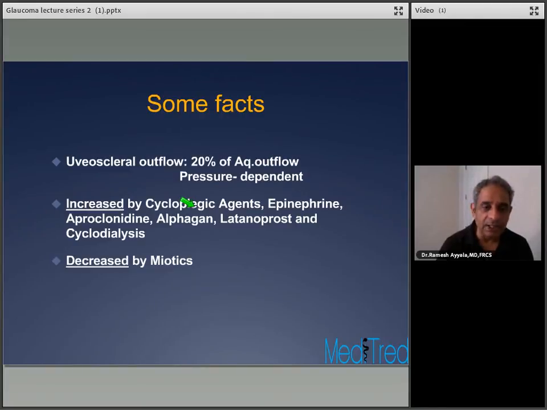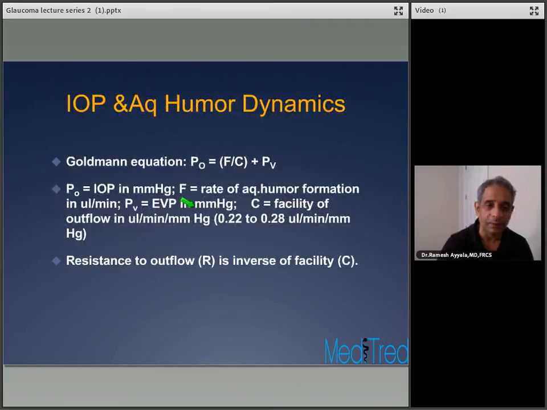It's increased by cycloplegic agents, epinephrine, apraclonidine, brimonidine or alpha-agonists, latanoprost or prostaglandin analogs, and cyclodialysis, and decreased by miotics. Important things for you to remember, both for your exams and from a practical point of view for the treatment of patients with glaucoma. Let's move on to the intraocular pressure briefly, and there will be an entire lecture devoted to this in the near future.